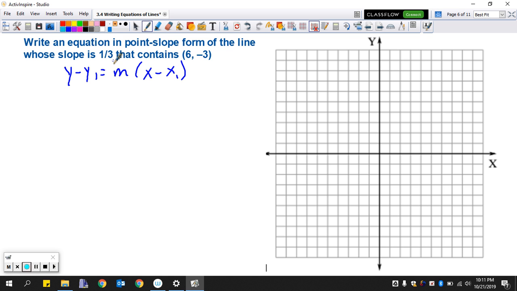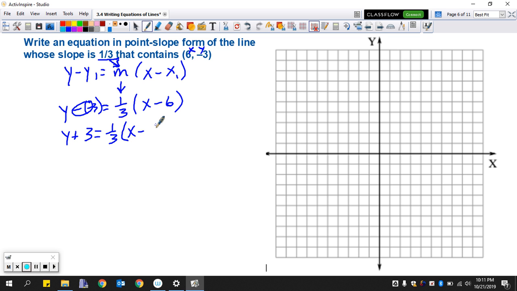All right. Slope is 1/3. So this becomes 1/3. This is our x, this is our y. So this becomes x minus 6. Come over to the left side, y minus negative 3. Once again, we have a double negative here. That's y plus 3 is equal to 1/3 parentheses x minus 6.